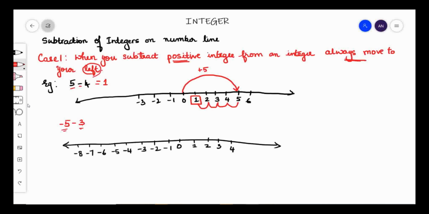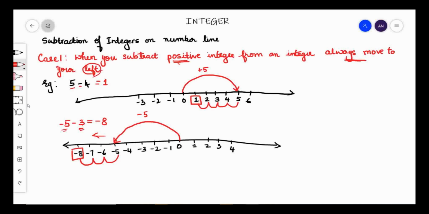Okay, now first we are supposed to go to minus 5. So from 0, minus 5 will be to the left. So 0 to minus 5. Okay, so we have got minus 5. Now we have to subtract plus 3. That is a positive integer, so we have to move to our left. Left is this side. So minus 3, so 3 times. Minus 5 to minus 6, 2, 3. So the answer is minus 8. So minus 5 minus 3 is minus 8.